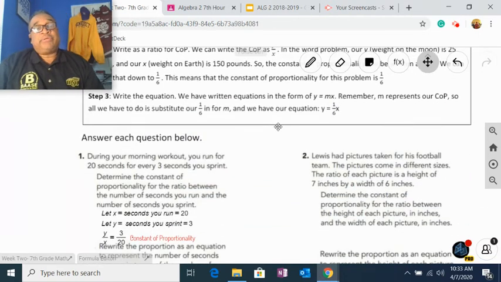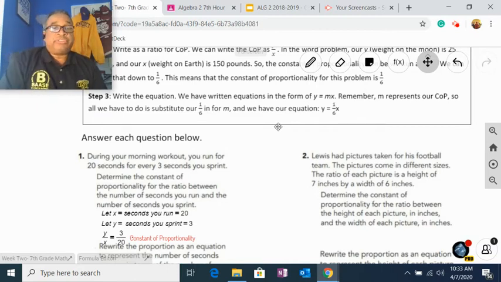Now here's one where we're going to take a word problem and make an equation out of it and figure out the constant of proportionality. So like this first one here, it says during your morning workout, you run for 20 seconds for every 3 seconds you sprint. So we're going to let x equal the seconds that you run and let our y equal the seconds that we sprint. Okay. So if I put y over x, that would be 3/20.